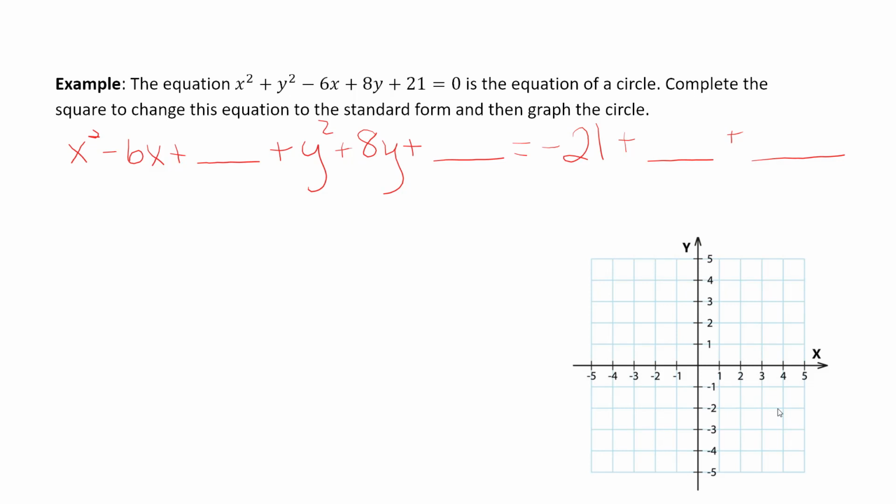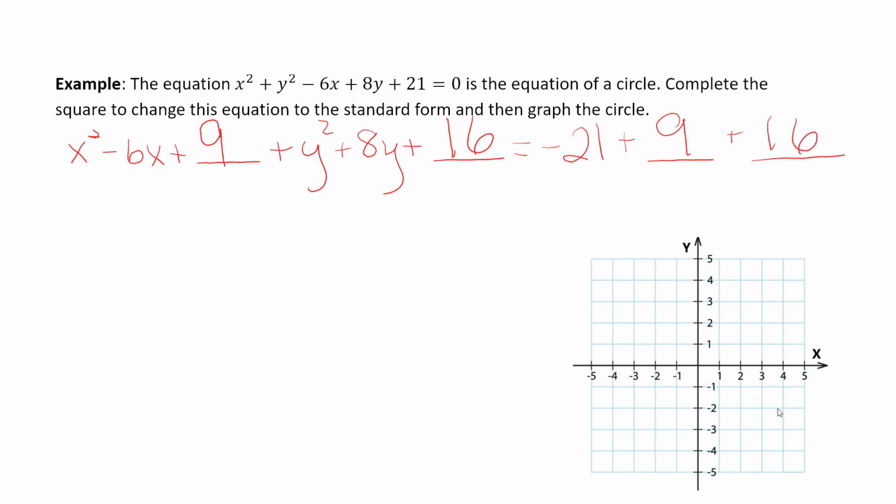So for the x terms, the coefficient on x is 6. Half of 6 is 3. Square it and you get 9. So you're going to add 9 there. And then for the y part, you've got an 8 coefficient on y. So half of 8 is 4. And if you square it, you get 16. So I've added 9 and 16 on the left. So I've got to do the same thing on the right.